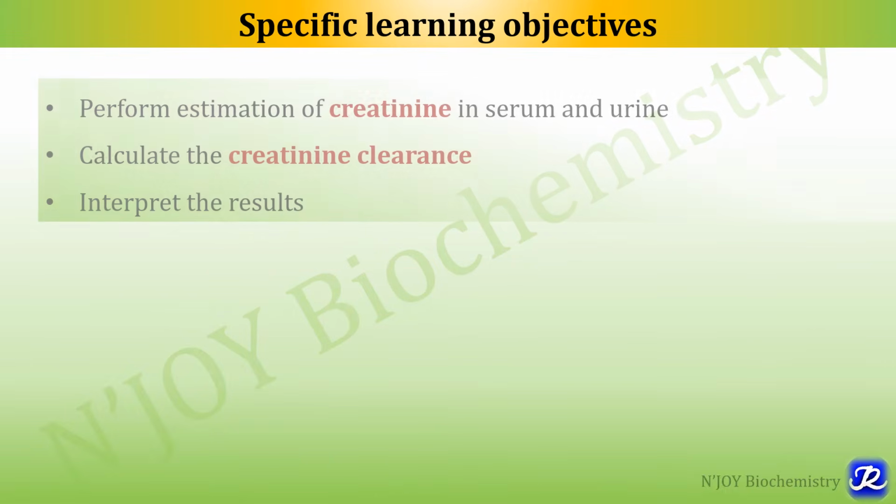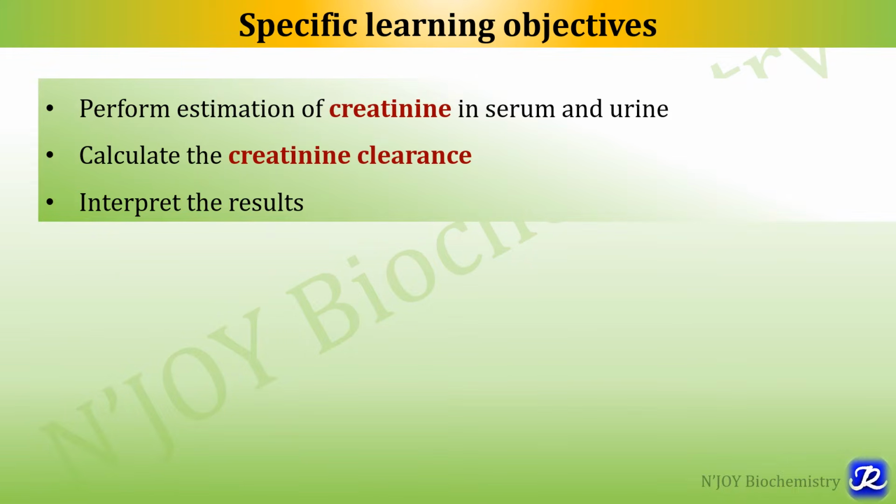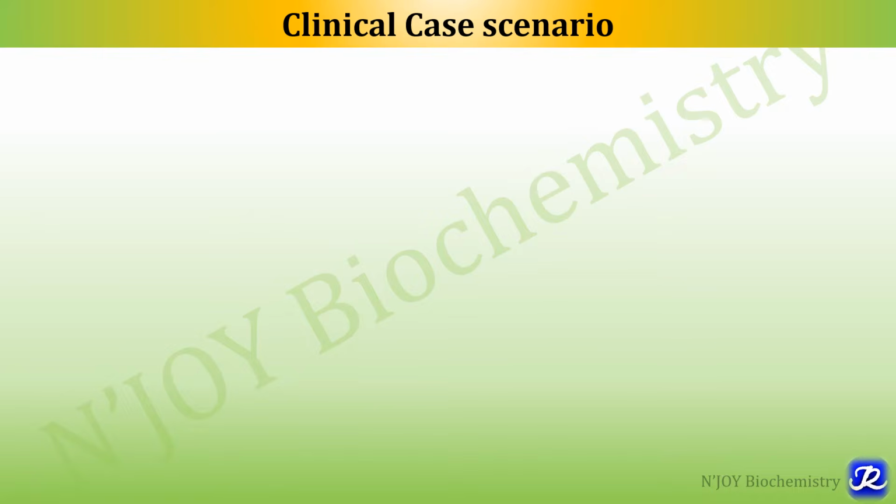At the end of this session, Phase 1 MBBS student shall be able to perform the estimation of creatinine in serum and urine sample independently in the undergraduate practical laboratory, and the student shall be able to calculate the creatinine clearance and interpret the results. In the first year MBBS, the quantitative experiment is case based. So let's start with the clinical case scenario.